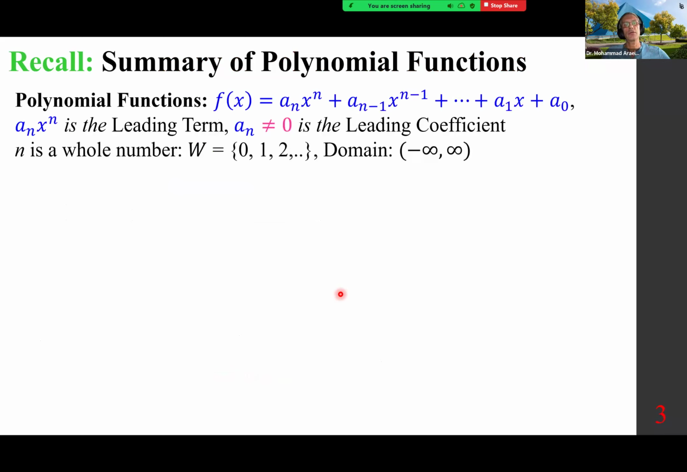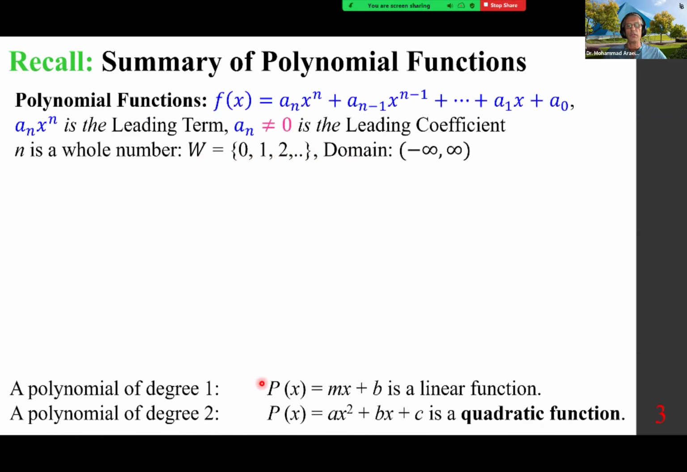Here's what we have covered, the summary of polynomial functions. f(x) is a sub n x to the power of n plus a sub n minus 1 x to the power of n minus 1 all the way to a sub 0, where a sub n x to the n is the leading term. A sub n not equal to 0 is the leading coefficient. n is a whole number, where whole numbers are from 0, 1, 2 to infinity. Domain is our real numbers.